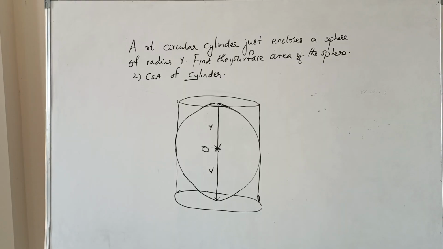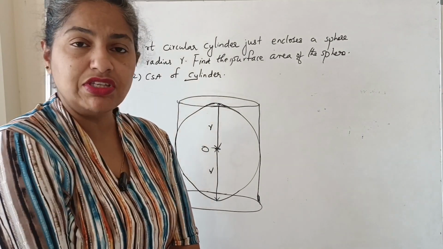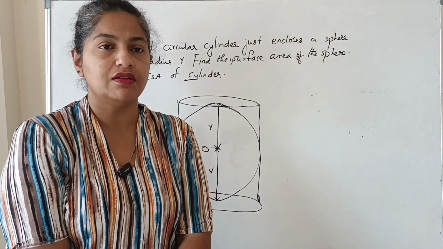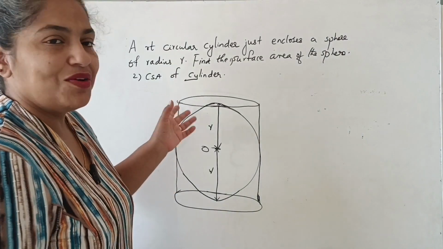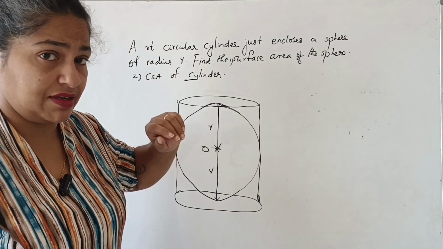A right circular cylinder just encloses a sphere of radius r. Find the surface area of the sphere and the CSA of the cylinder. A diagram is given to you. The diagram given in the book is a proper one. So we need to find the surface area of the sphere and the CSA of the cylinder here.